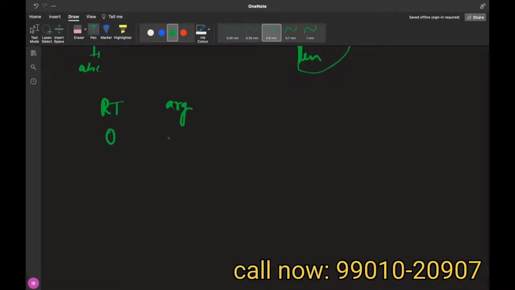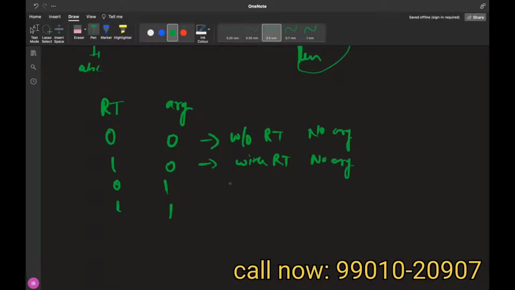Tell it like this: 0 0, 0 1, 1 0, 1 1. The first one is without return type, no arguments. Next one is with return type and no arguments. Third one is without return type, with arguments. Fourth one is with return type, with arguments. Last one is recursion.